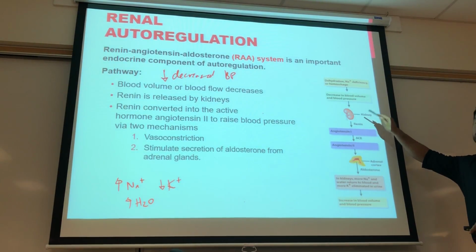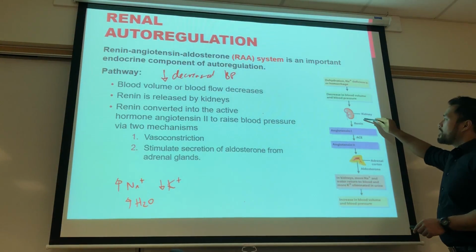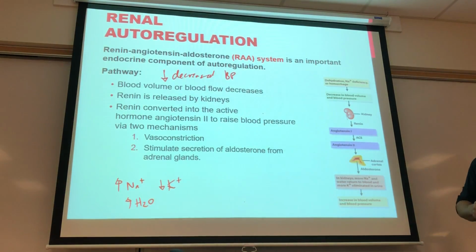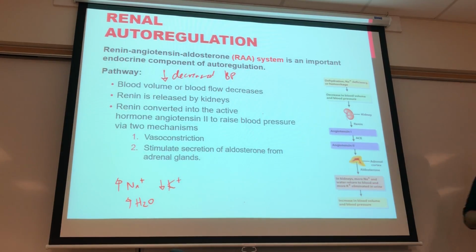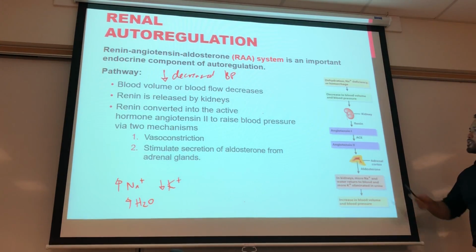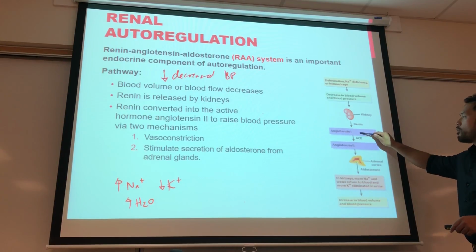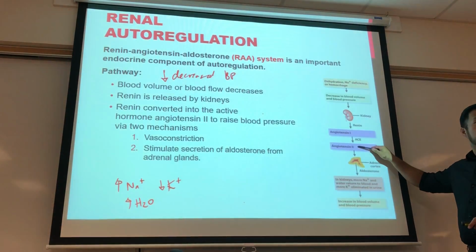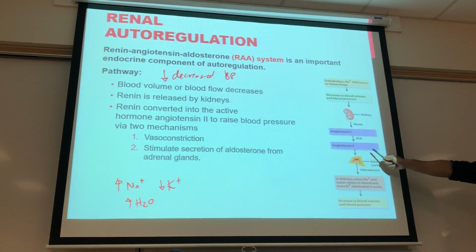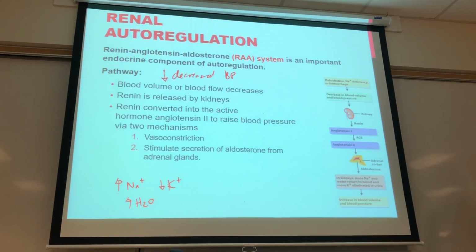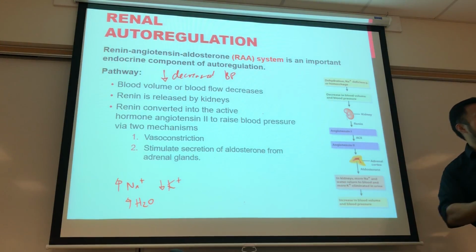Renin is going to convert our angiotensinogen into angiotensin 1. Angiotensin 1 is going to make its way through the ACE enzyme, our angiotensin converting enzyme, which will convert angiotensin 1 into angiotensin 2 in the lungs. Angiotensin 2 on its own is a vasoconstrictor, so it'll make its way to the vessels to constrict them.